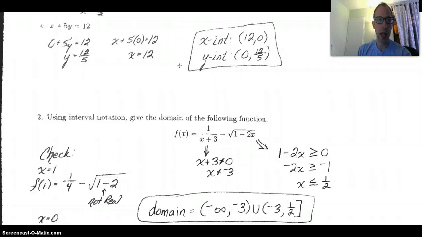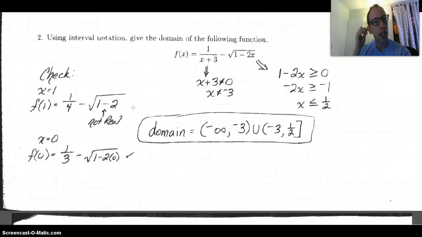Okay, and finally we have a linear equation. Fairly simple again, put the 0 in for x, solve for y. That gives us our y-intercept. Put the 0 in for y, solve for x. That gives us our x-intercept.